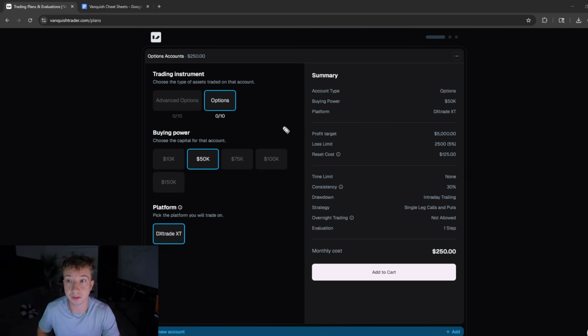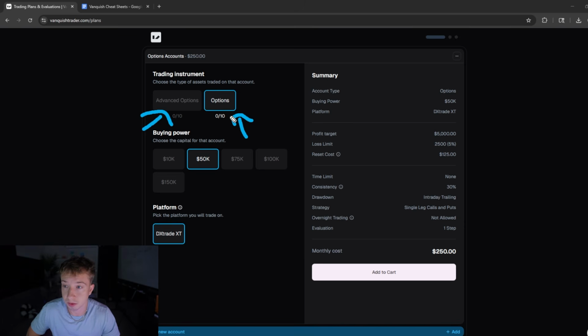Now there's another difference that makes the basic options account appealing, right? You're able to pass the options account and get a payout the same exact day. Now, obviously, it's a lot riskier and it's very hard to do, but I've done it before. But I've also been trading for a lot of years now. But the way that we could pass these accounts is also a little bit different.